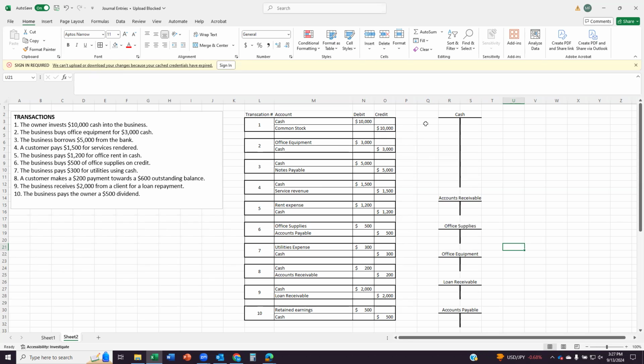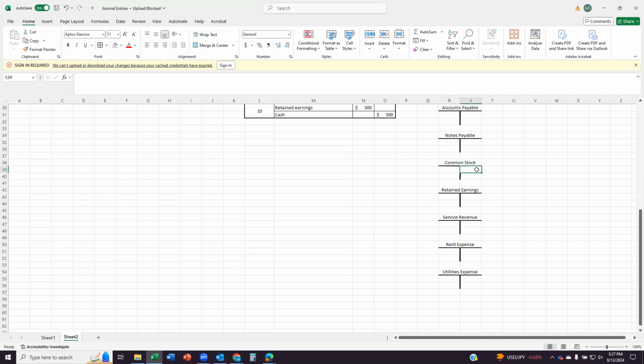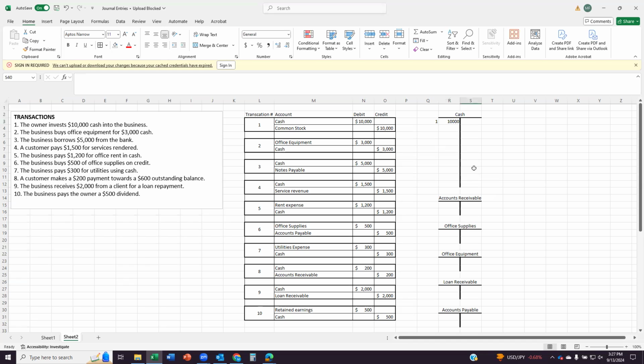So on transaction one, I debited the cash account 10,000. So I'm just going to do this on the debit side of this T account. Remember, debit means left. And I credited common stock. And you'll see I'm putting the transaction number off to the side, either the left for debits or the right for credits. In real life, we'd usually put a date there so we could keep track of which date these things happened on. Transaction two, we debited office equipment 3,000.